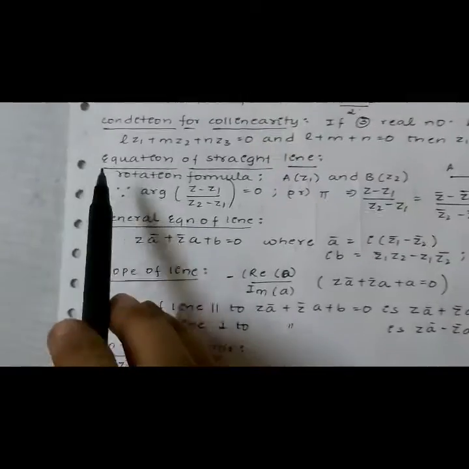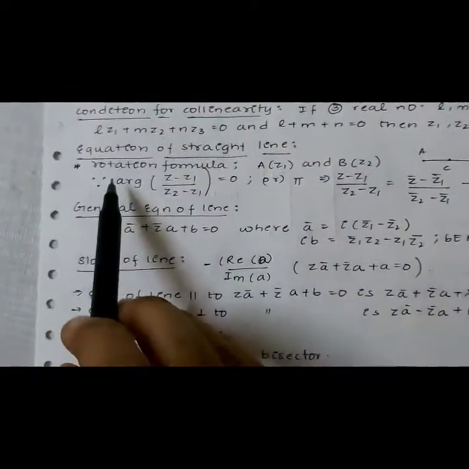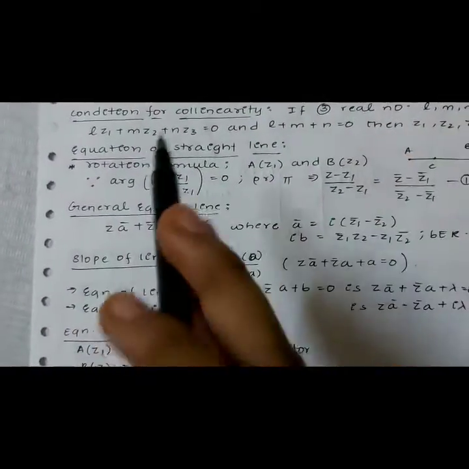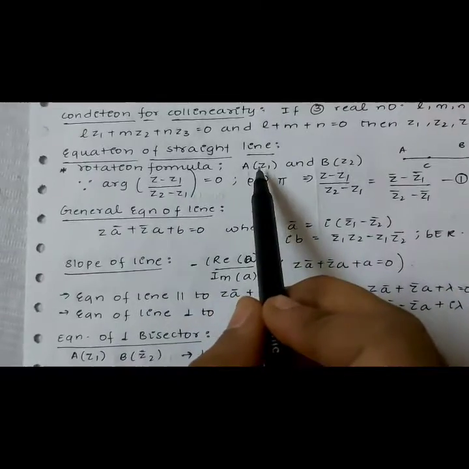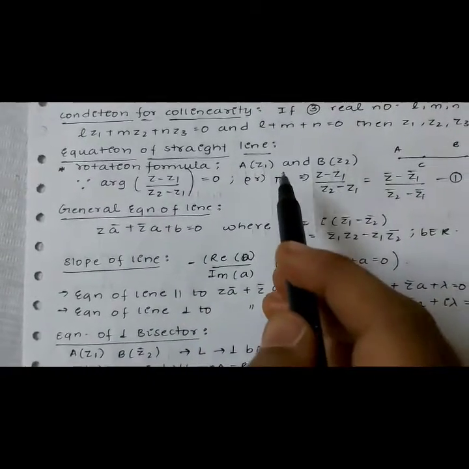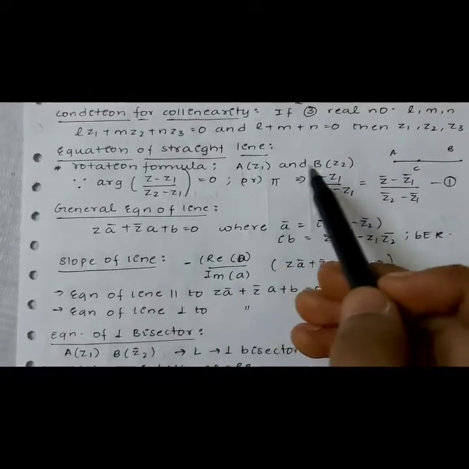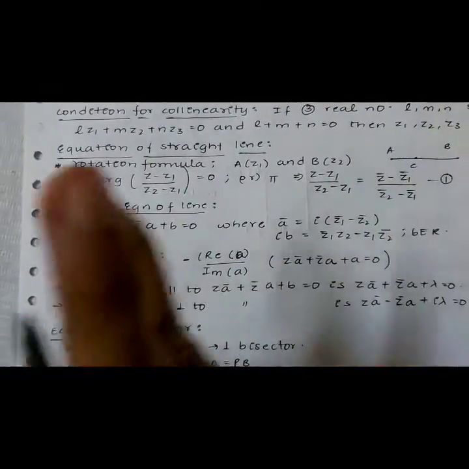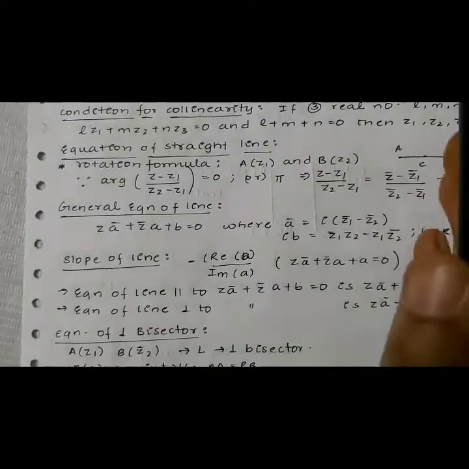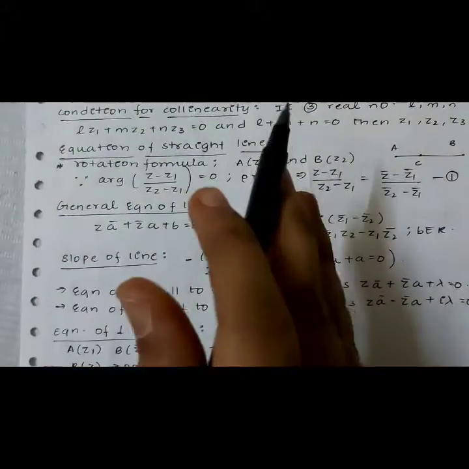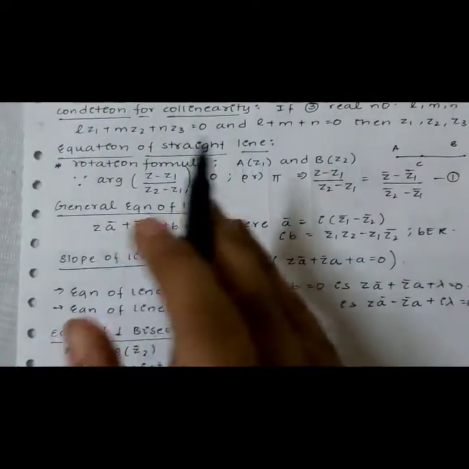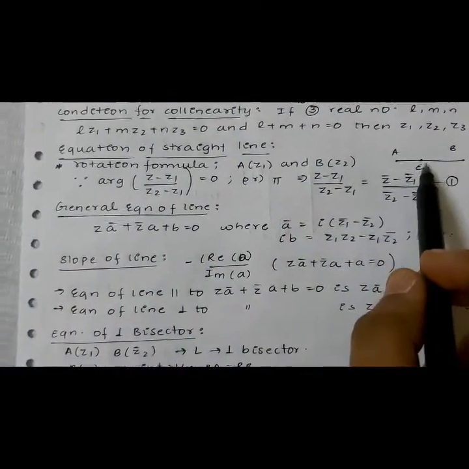Now let us come to the equations of lines. Equation of a straight line, rotation formula. Let A(z1) and B(z2) be any two points lying on a line. We have to obtain the equation of this line. For this purpose, let us take any point C(z) on this line.